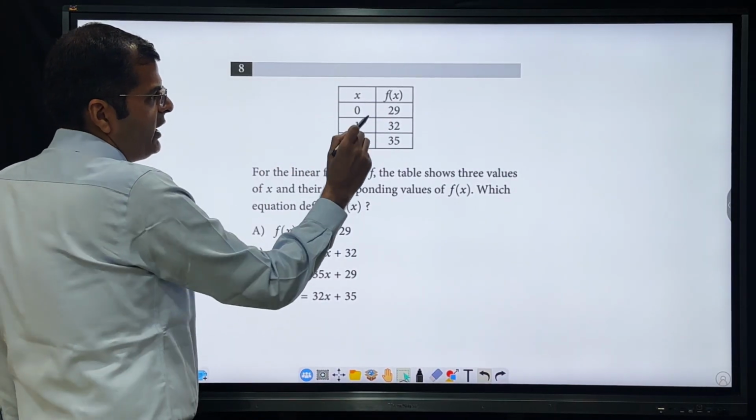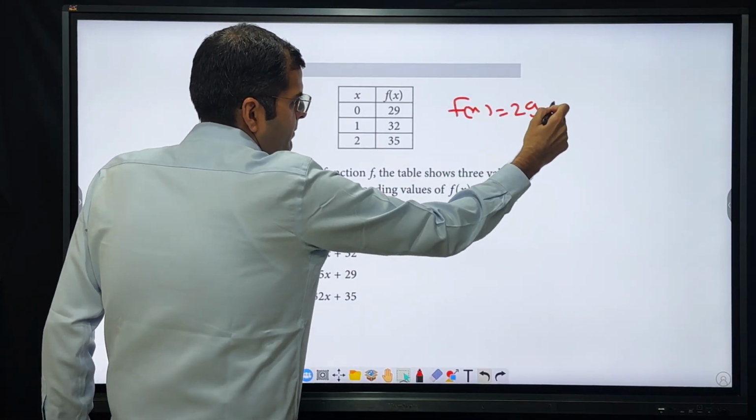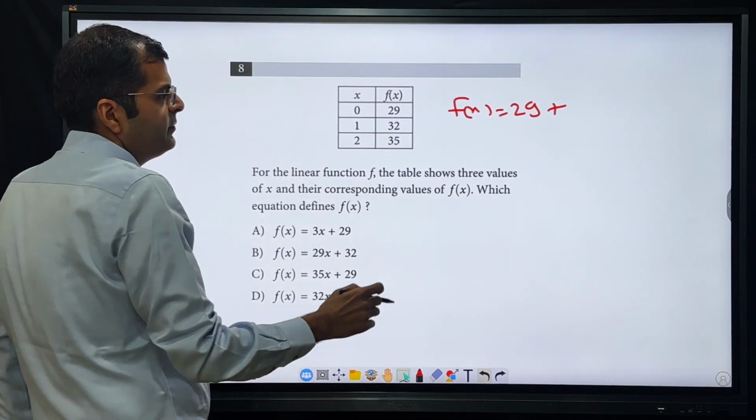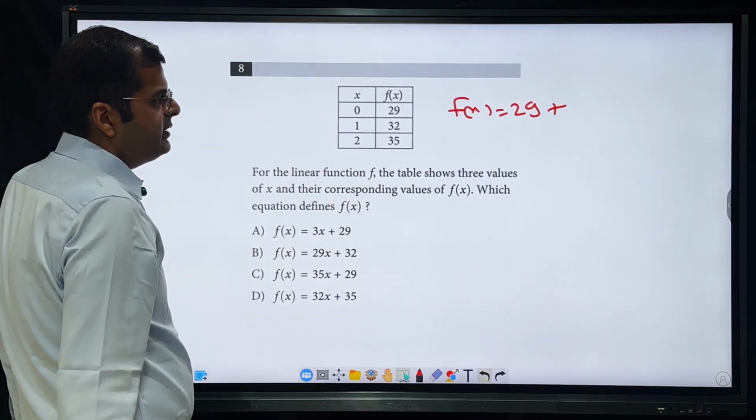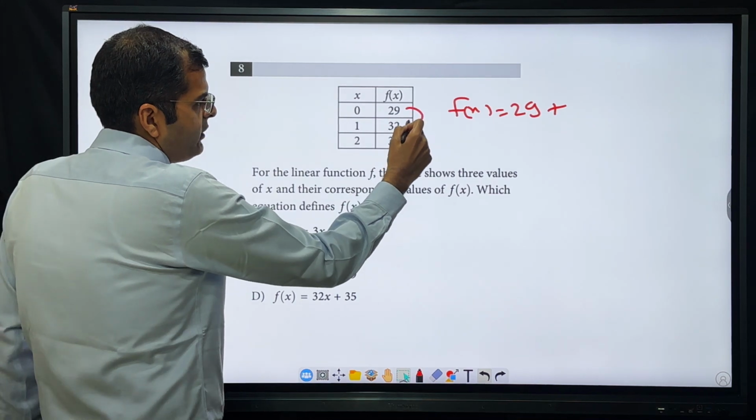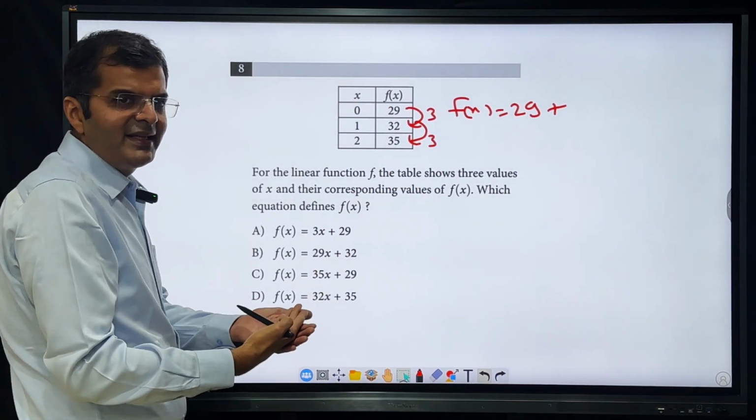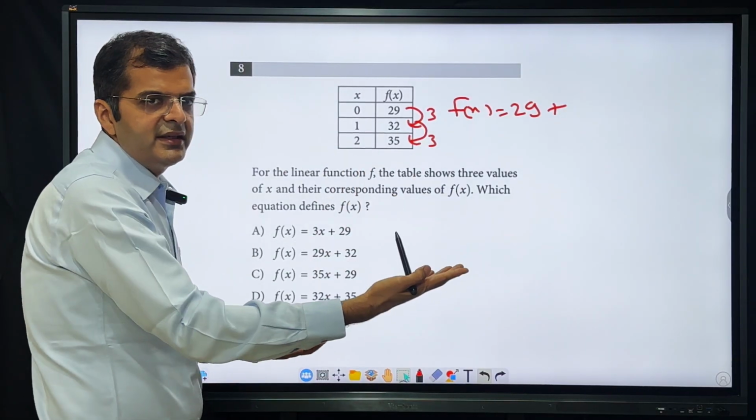So when X is 0, f of X is 29. That means f of X has to be 29 plus something into X. So when X is 1, f of X is 32. When X is 2, f of X is 35. So an increase of 3 is happening for each step in X. So X increases once, f of X increases by 3.